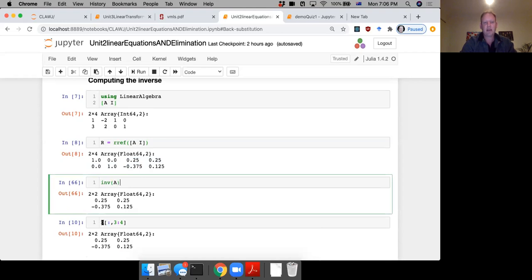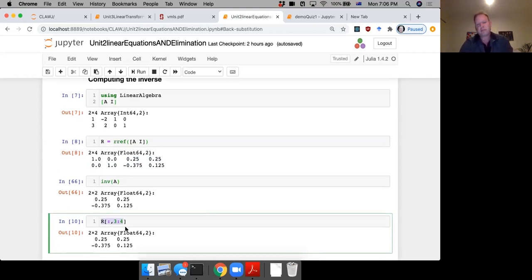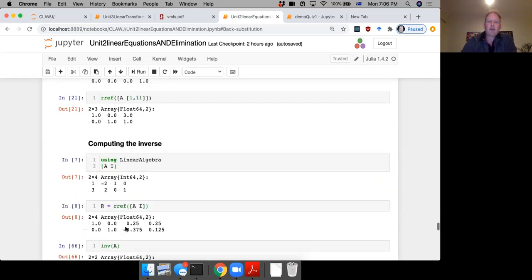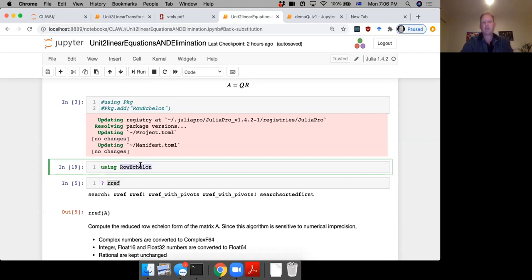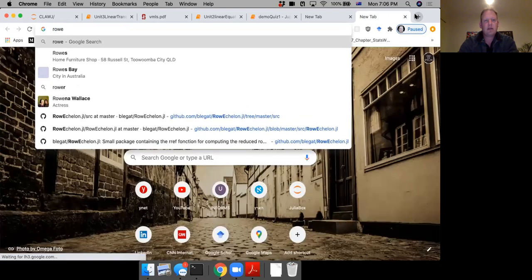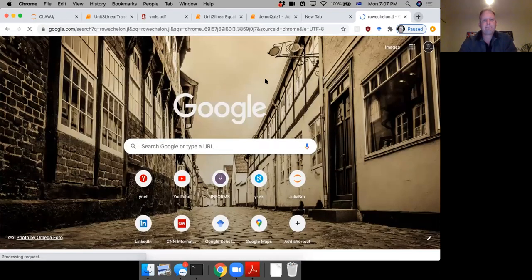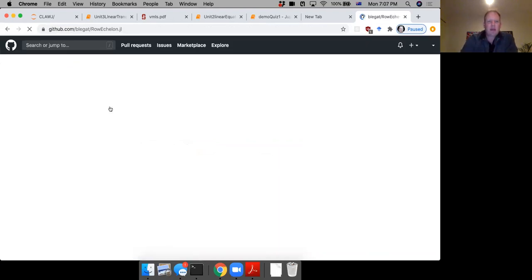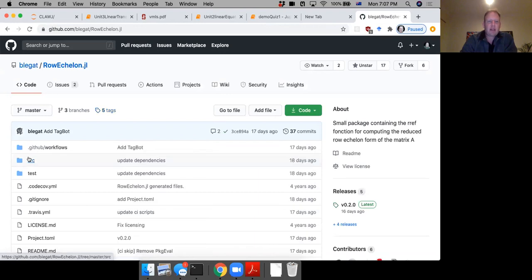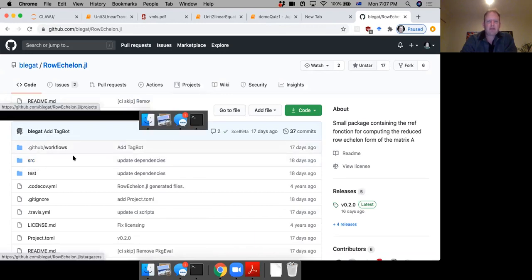The inverse of A appears in the columns 3 and 4 of this row reduced echelon form. This is not used numerically, and that's why it's in a different package, RowEchelon. It's more just used for educational purposes. You can go to RowEchelon.jl on GitHub, which is the source of the package. You can give them a star, poor guys.